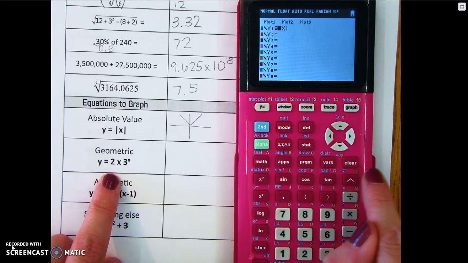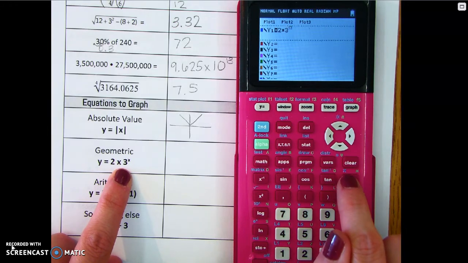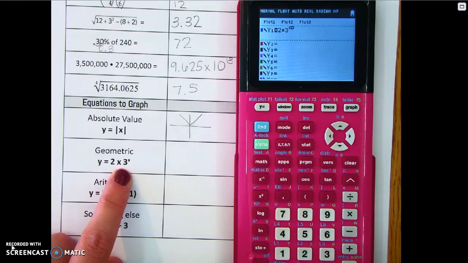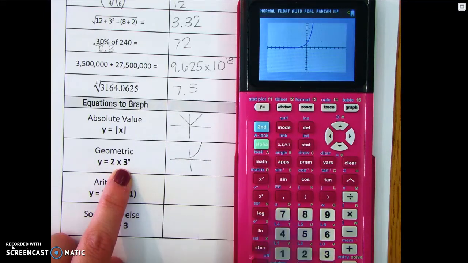Go back to y equals, press clear, and let's type in 2 times 3 to the x power. So use your caret button and put your x in the exponent. Hit graph. And this graph looks like this.